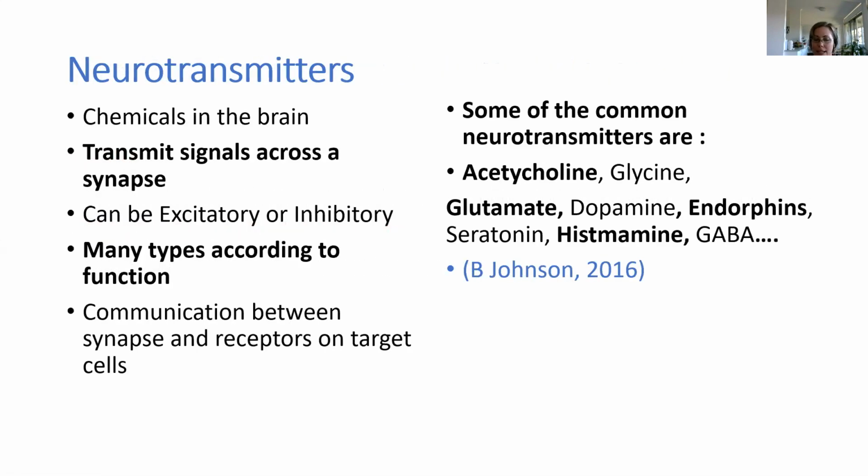Neurotransmitters, we know from our studies, are chemicals in the brain. These chemicals transmit signals across a synapse to a receptor. Their effects can be classed into two groups: excitatory or inhibitory. There are many types of neurotransmitters, and they act on target cells according to their function and their roles in the body. This communication between the synapse and receptors on the target cells will stimulate an excitatory or inhibitory response in the body. Some common types are acetylcholine, glycine, glutamate, dopamine, endorphins, serotonin, histamine, and GABA.